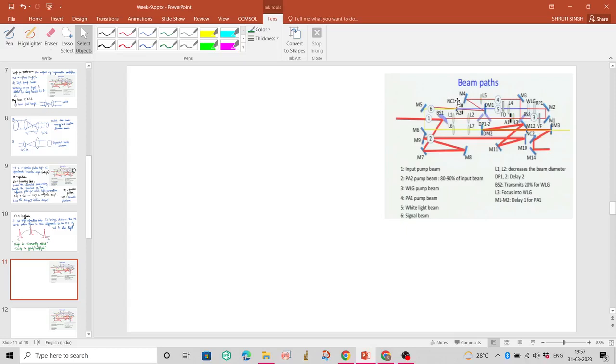So next, after the LC1, the pump is thrown away or blocked here, and then we get the signal, which is shown here in the yellow color. The signal goes here.